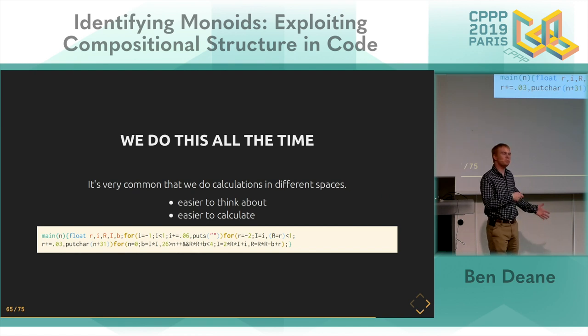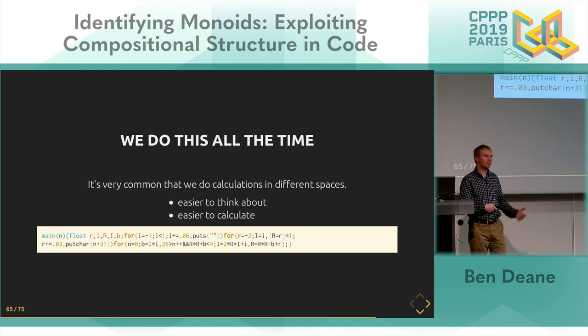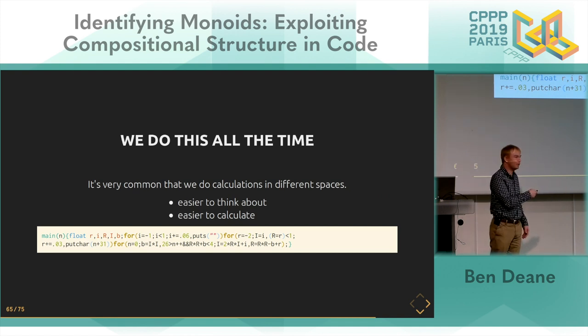But there's no square root here, right? This is an example of doing a calculation in another space, because it's easier. There'd be no point in square rooting B and comparing it to 2. No, we just compare it to 4.